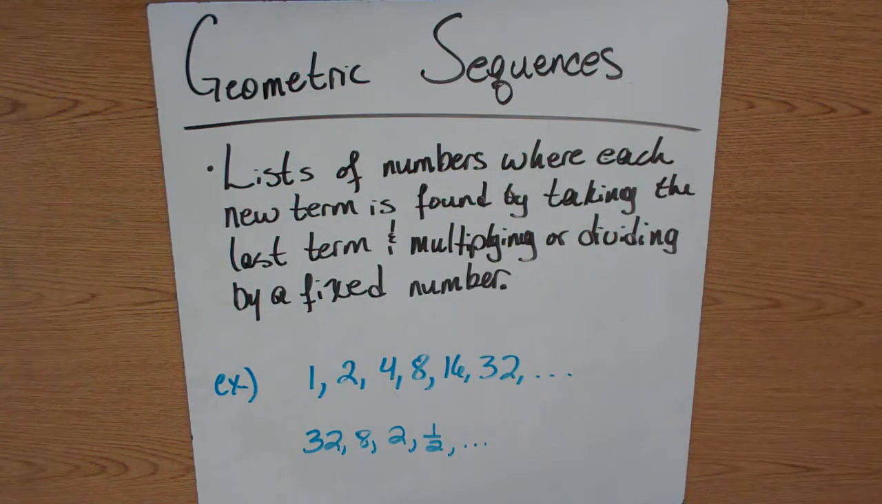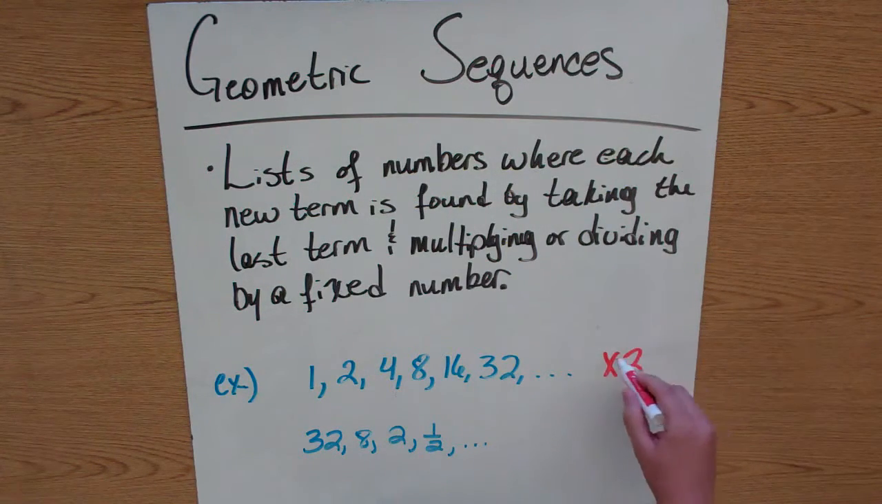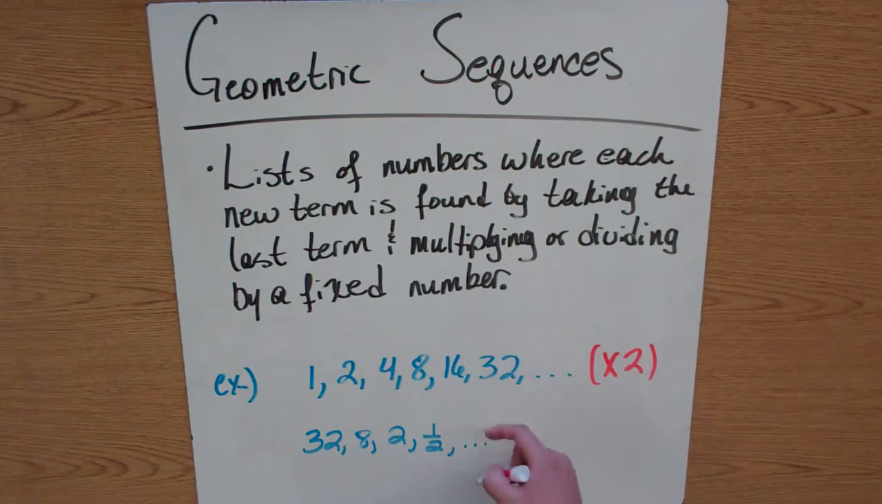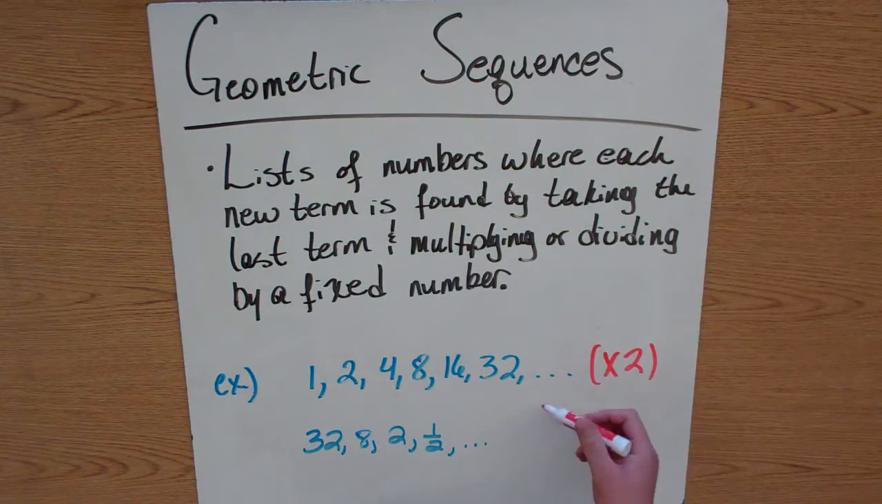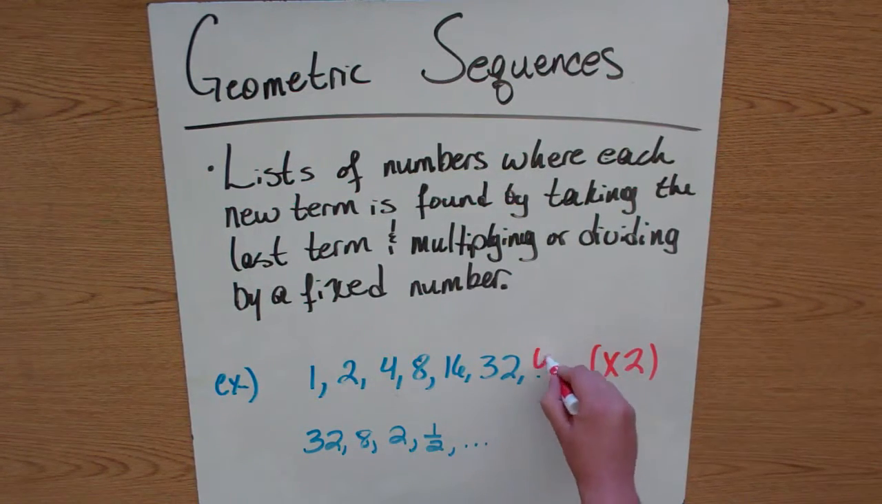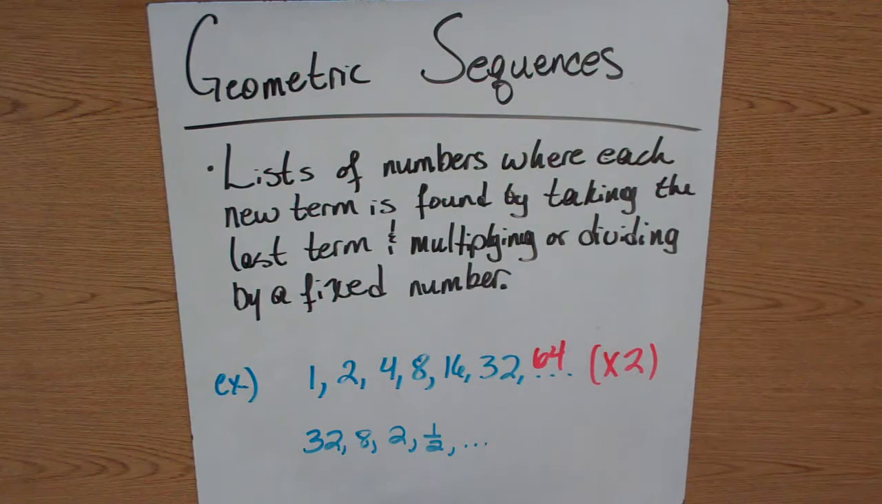Here are two examples. We have 1, 2, 4, 8, 16, 32. What are we doing between each term? Hopefully you said multiplying by 2, because that's exactly what we're doing. We're taking the last term and multiplying it by 2 to get the new term. So the next term here would be 64, because 32 times 2 is 64.